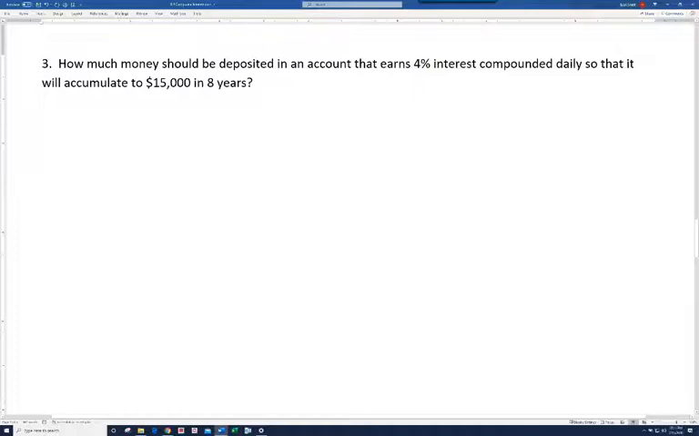On number 3, it says how much money should be deposited in an account that earns 4% interest compounded daily so that it will accumulate to $15,000 in 8 years. Well, what I would encourage you to do is go ahead and do this problem. It's just like the last one, and then check your work.